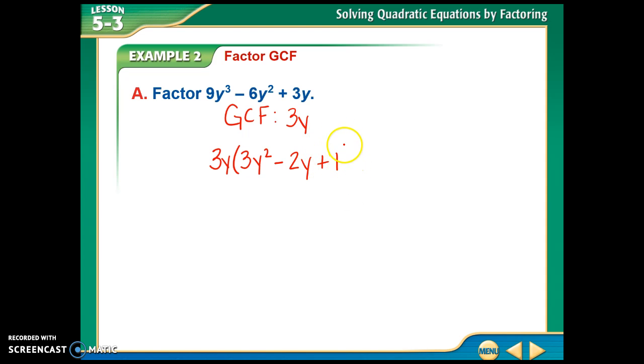Don't lose that term. 3y divided by 3y isn't 0. It doesn't just go away. You still have to have something there. This is factored form when you take out your GCF. You can always check in any type of factoring that we do by just multiplying it out. So if I want to multiply this, I have to distribute the 3y. So 3y times 3y squared is 9y cubed. 3y times negative 2y is negative 6y squared. And 3y times 1 is 3y. And that's where I started, so I know I did it right.